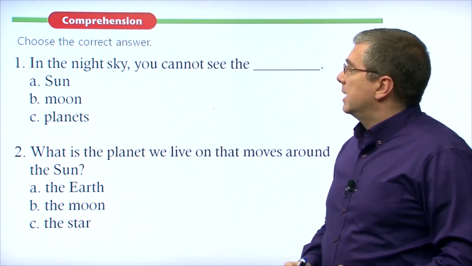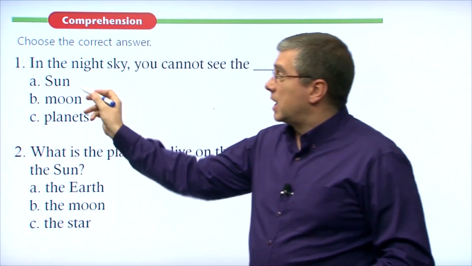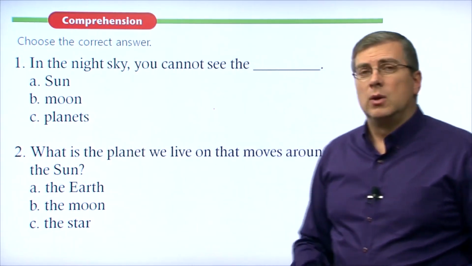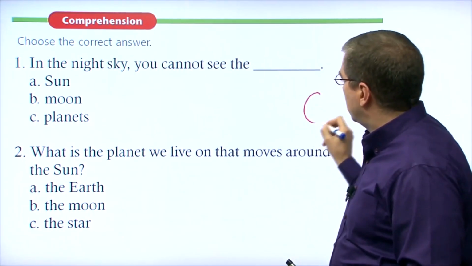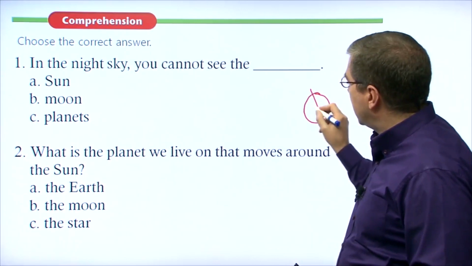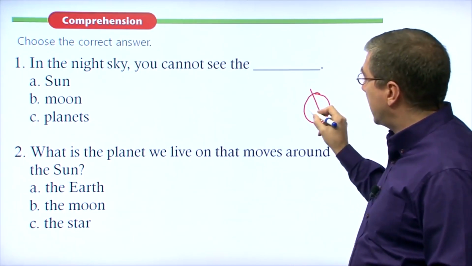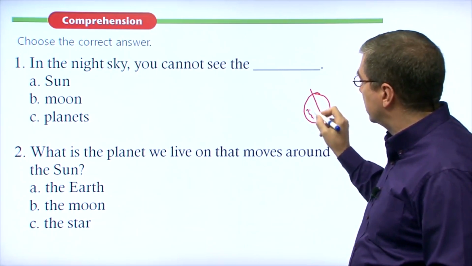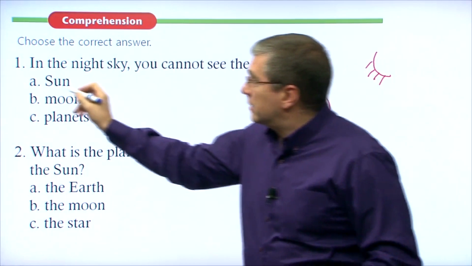In the night sky, you cannot see the what? You cannot see the sun, the moon, or planets. Remember that diagram I showed you before, right? This quick review. Here's the earth. Here's the night sky. The sun is over here. Can you see the sun? No, you can't. If you're over here on the surface, you can't see the sun. So A is our correct answer.